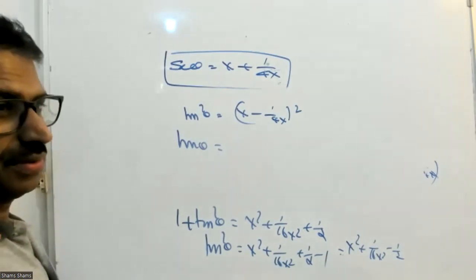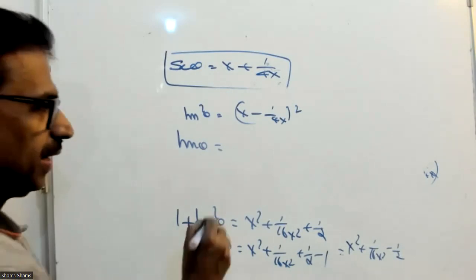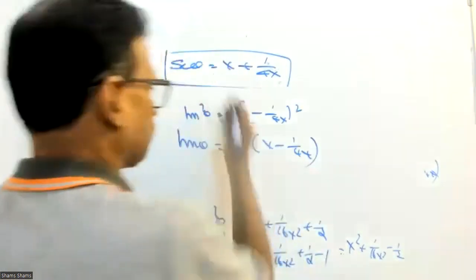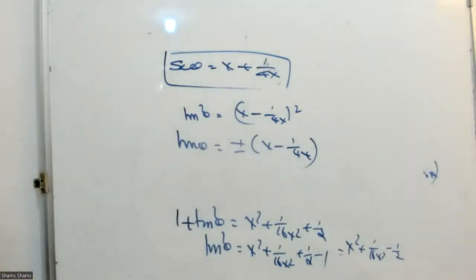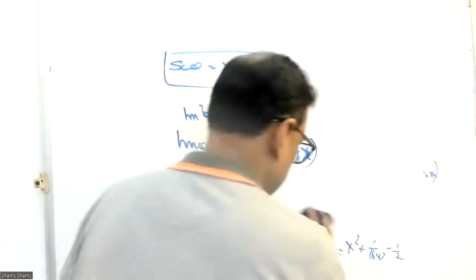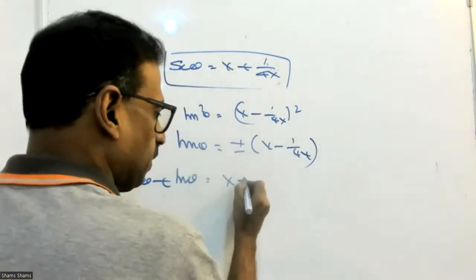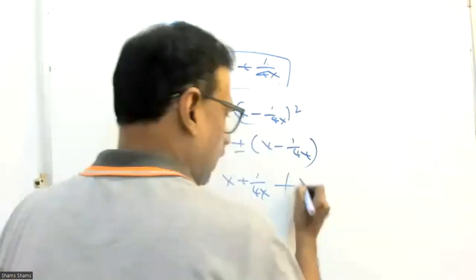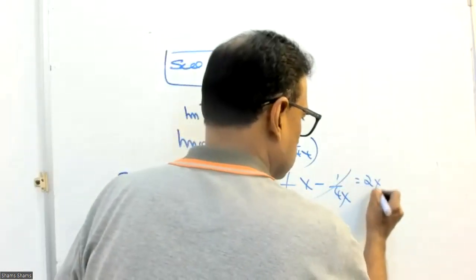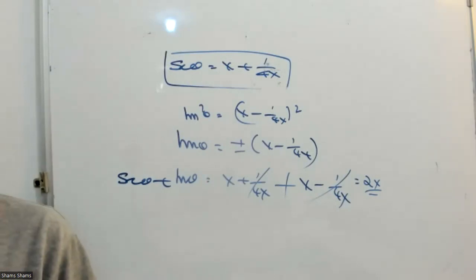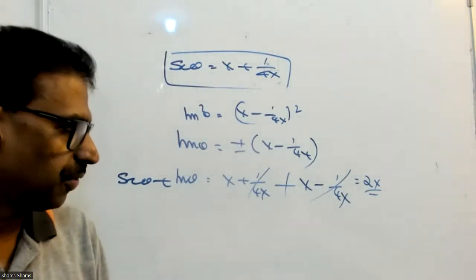If a square equals 25, a is what? Plus or minus. So you can write plus or minus (x minus 1/4x). Next line: tan square theta equals (x minus 1/4x) whole square. Therefore, tan theta equals plus or minus (x minus 1/4x). Now, look here. Our requirement is what? Sec theta plus tan theta. Sec theta is x plus 1/4x, plus, I take the positive value, x minus 1/4x, the 1/4x cancels, equals 2x. So sec theta plus tan theta equals x plus 1/4x plus x minus 1/4x, equals 2x.